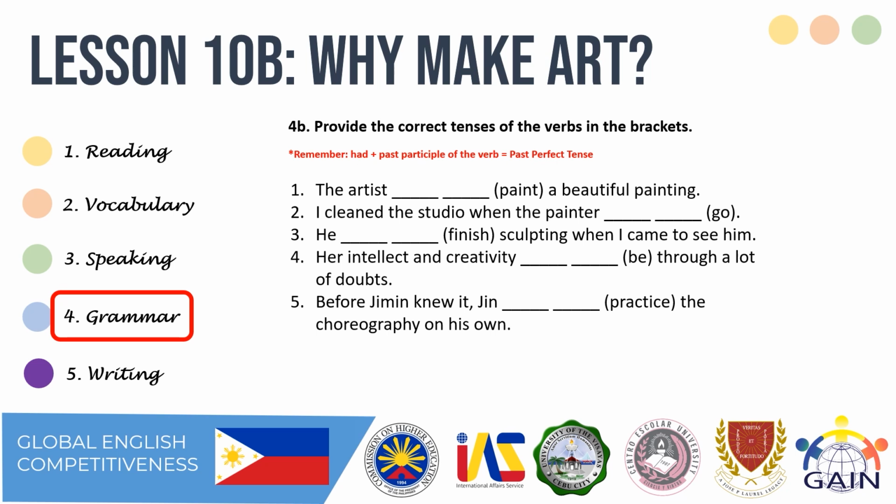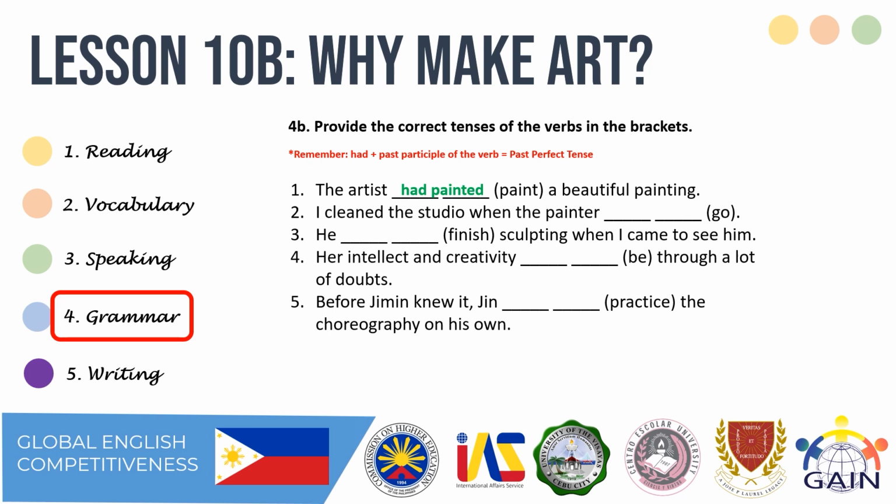Here, your grammar skill will be put to a test once more. You will provide the correct tenses of the verbs placed inside the brackets in each sentence. Remember that you have to use the past perfect tense to complete this activity. Let's take a look at number 1. The artist blank a beautiful painting. The correct verb tense for the word paint should be had painted.